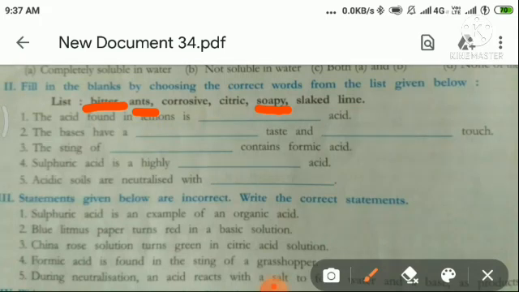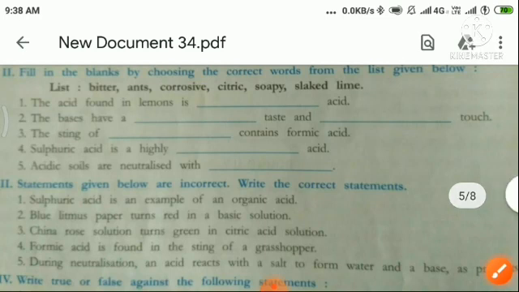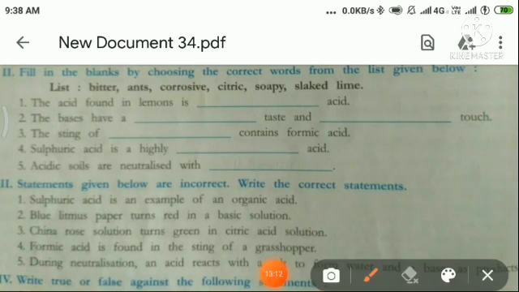Now sulfuric acid, what is sulfuric acid? Sulfuric acid is a mineral acid, and we all know that most of the mineral acids are very strong acids. Okay, and we know that strong acids are highly corrosive. So sulfuric acid is a strong acid, so it will be highly corrosive. So sulfuric acid is a highly corrosive acid.